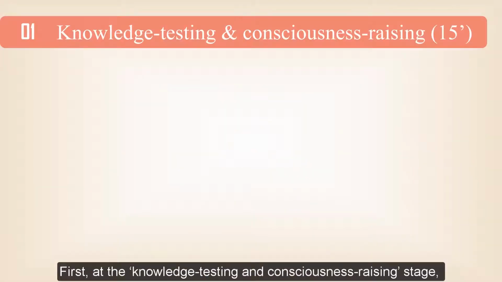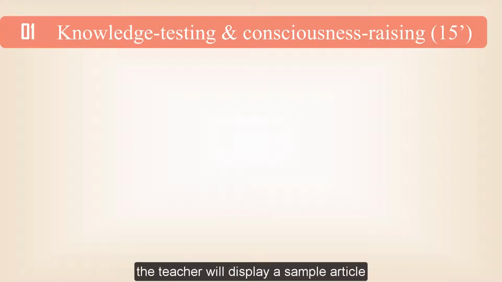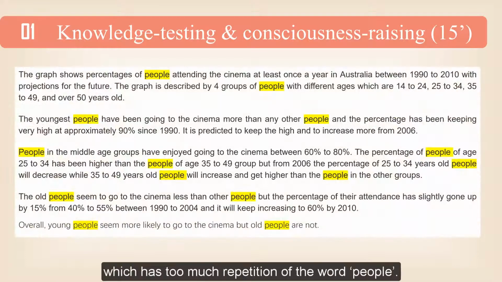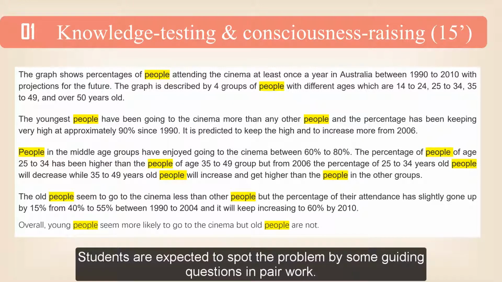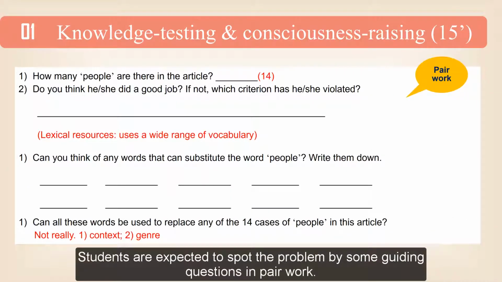First, at the knowledge testing and consciousness-raising stages, the teacher will display a sample article which has too much repetition of the word "people". Students are expected to spot the problem by some guiding questions in pair work.